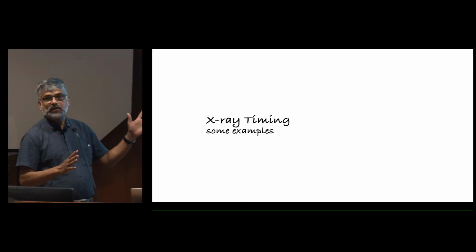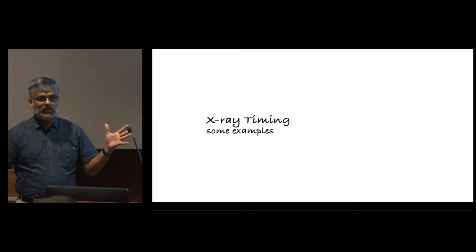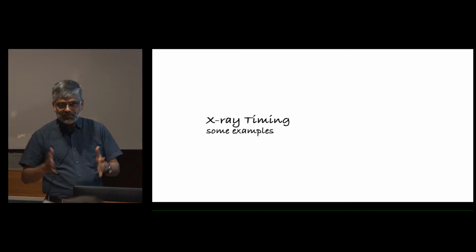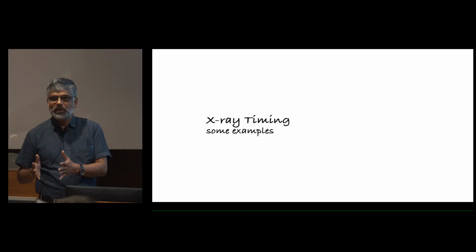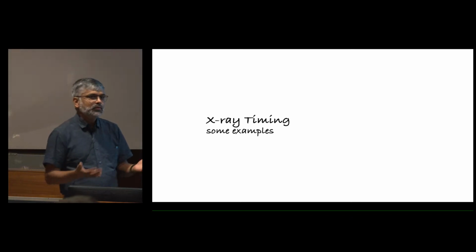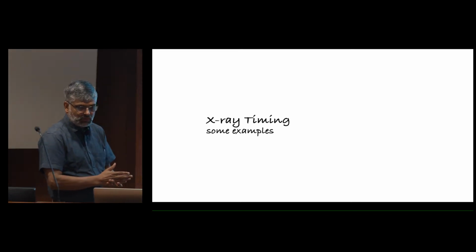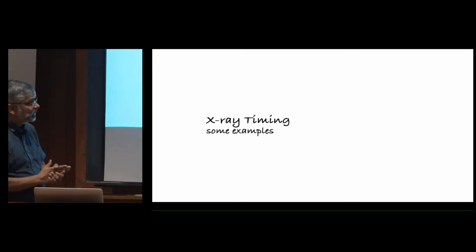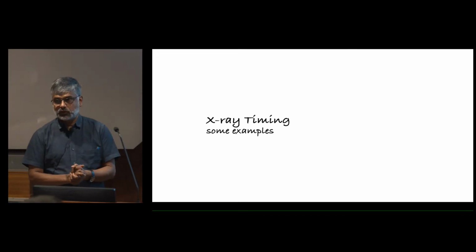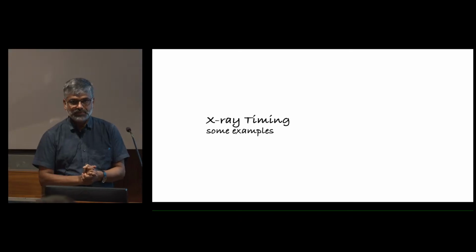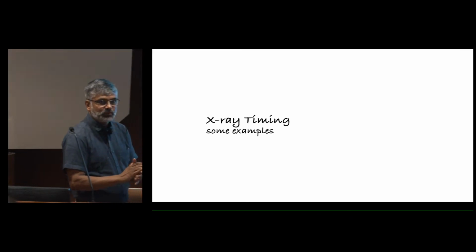So, these are the objects where you have various interesting objects and astrophysical phenomena which produce X-rays, and we study them. So, let me take you through a few interesting kinds of observations in X-ray astronomy. I will give you a few examples of each kind.